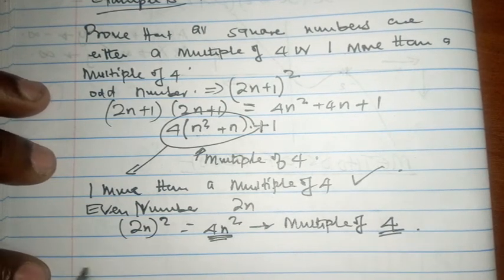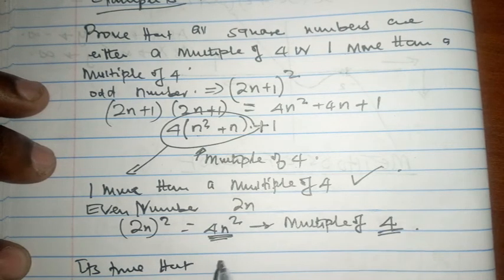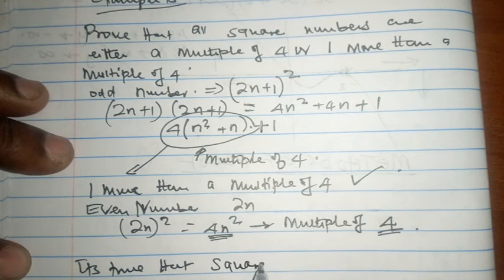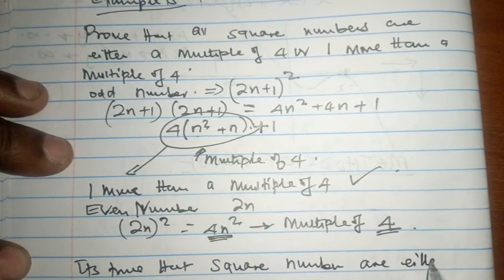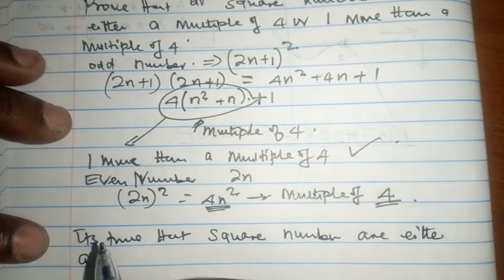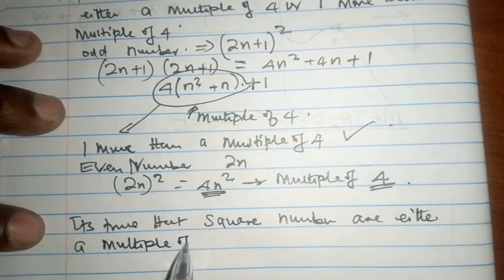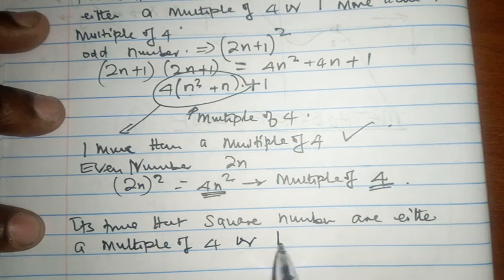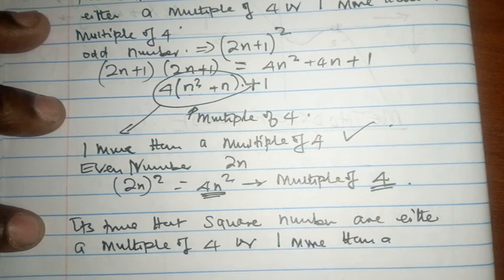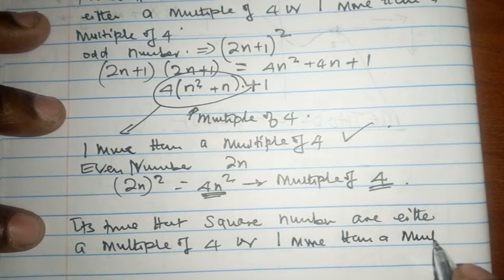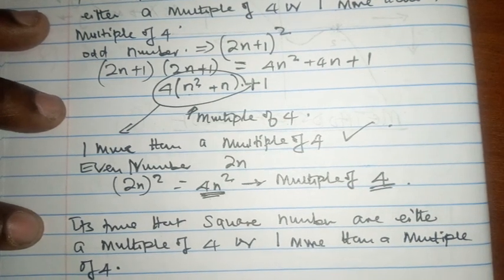Our statement is true. Therefore, it's true that square numbers are either a multiple of 4 or 1 more than a multiple of 4. And that is just what we have been able to show.